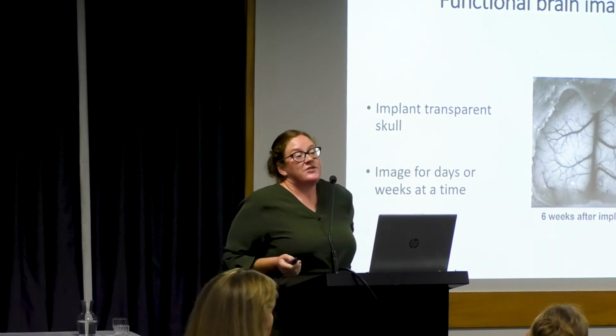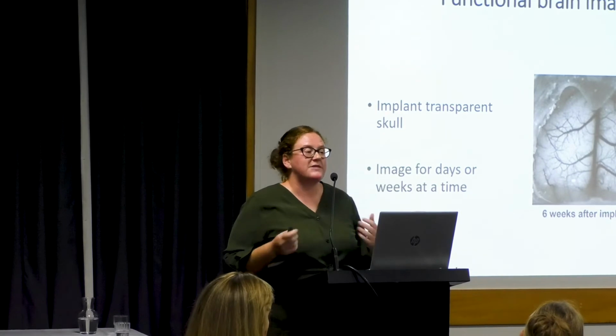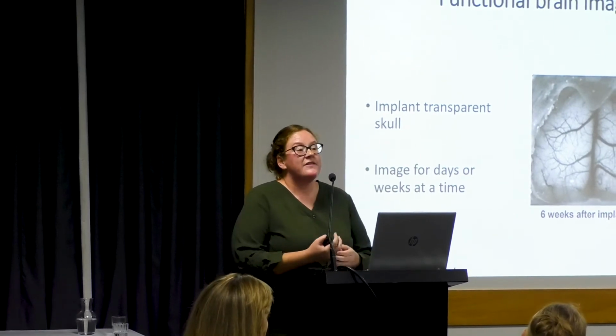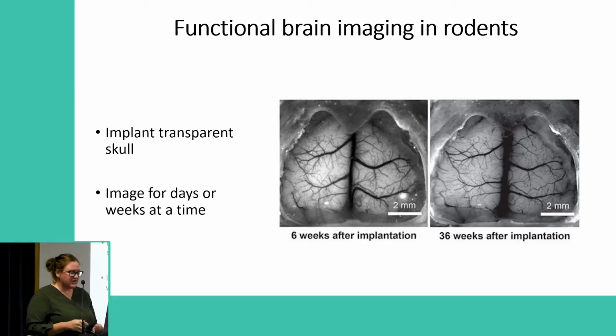But the type of research that I'm really interested in is not really looking at structure, it's more looking at function. And we have some really cool ways that we can look at function in the rodent brain. This is an example of a study where they've removed the skull and replaced it with a transparent window so that you can look inside the brain over a large period of time. This is showing 6 weeks to 36 weeks.